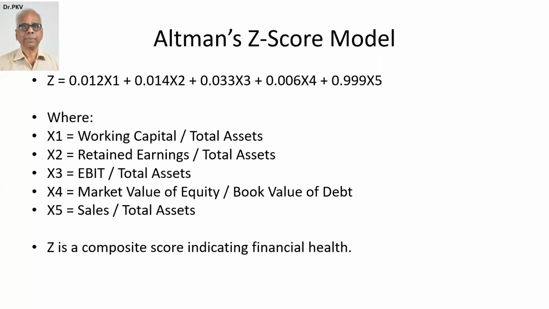0.999x5, where x1 is equal to working capital divided by total assets, x2 is equal to retained earnings divided by total assets, x3 is equal to EBIT, earnings before interest and tax, to total assets, x4 is equal to market value of equity to the book value of the debt, x5 is equal to sales divided by total assets. Z is the composite score arrived at, and based on that, you predict the financial health of the company.